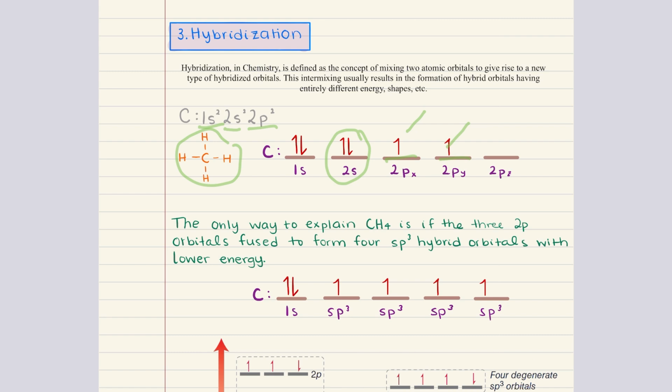Carbon actually forms 4 identical bonds in methane, each with the same bond energy and bond length. More importantly, methane adopts a tetrahedral shape, meaning its 4 bonds are arranged symmetrically in 3-dimensional space with bond angles of approximately 109.5 degrees. So how can we explain this?